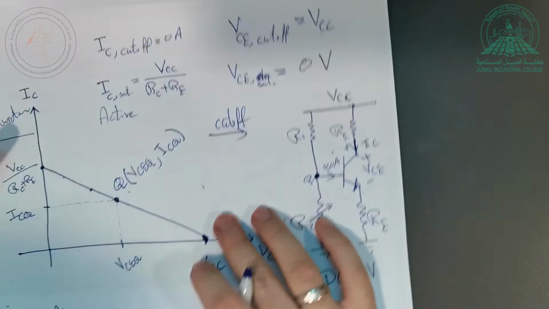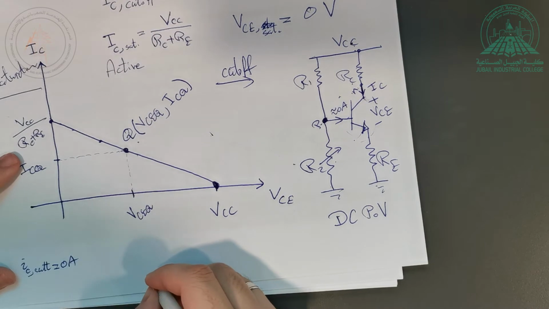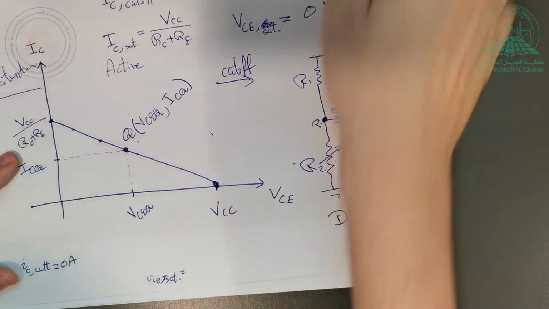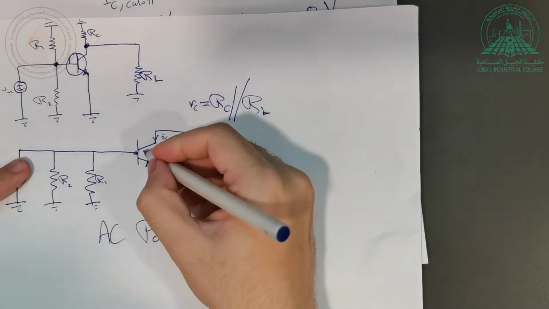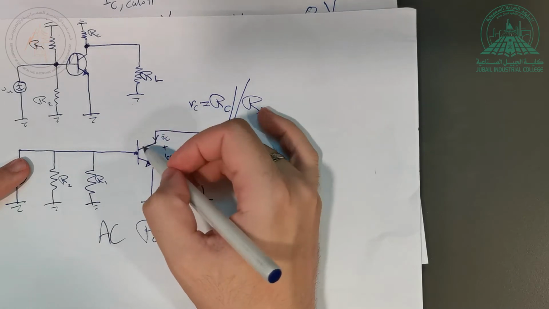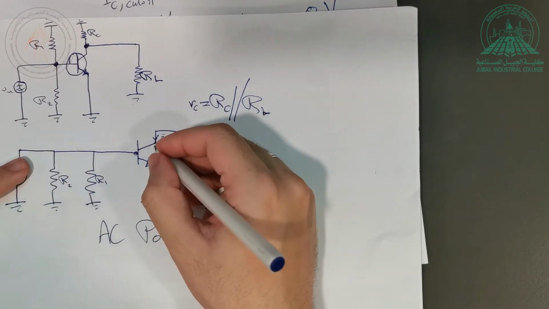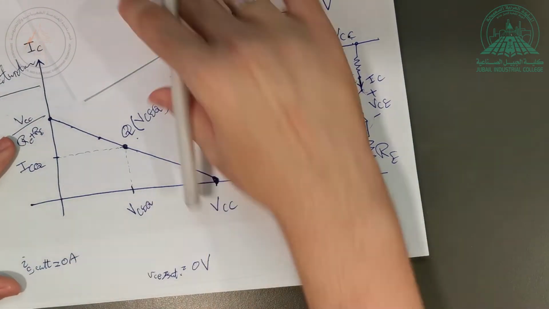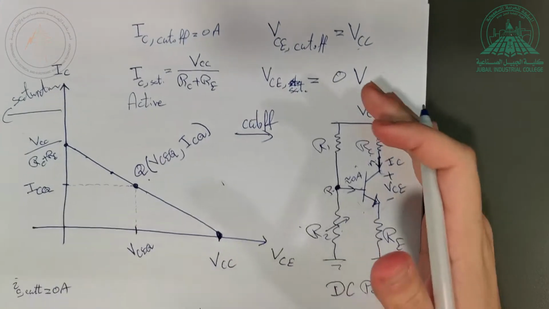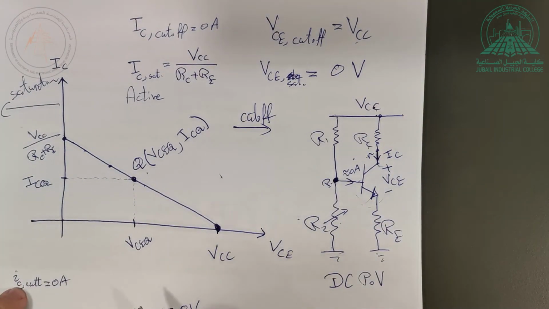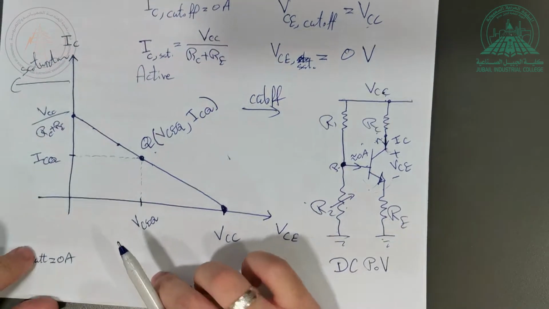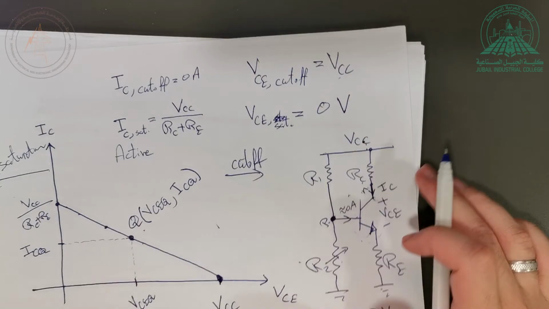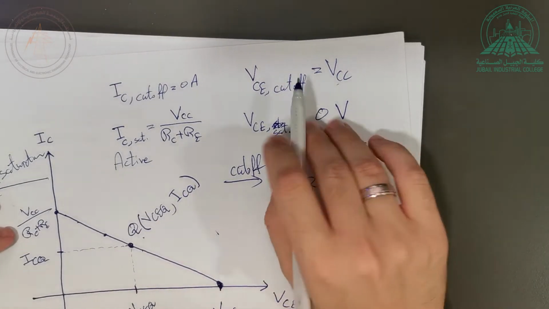How about VCE saturation? Same. When this thing is in saturation mode, it means short circuit. And how much is the voltage, whether DC or AC? Short circuit means 0 volt. So you can see that whether you are AC or DC, IC cutoff or VCE saturation, they are the same. They are simple to find.